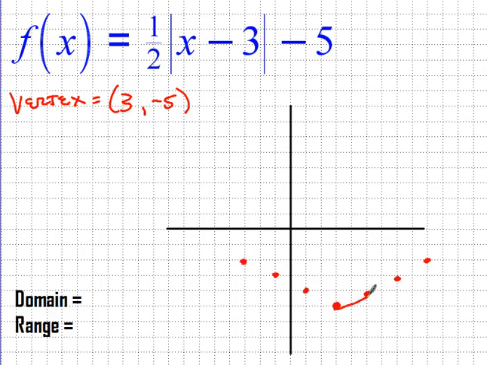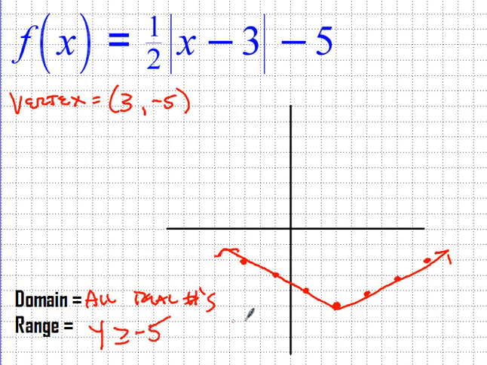And that's it. I have my V. It's a little bit wider because I have a slope of less than 1 but greater than 0. It's a fraction. Facing upwards because it's positive, and then there's my vertical and horizontal shift. My domain is all real numbers, and my range is y is greater than or equal to -5 because my y's have to be bigger than -5.